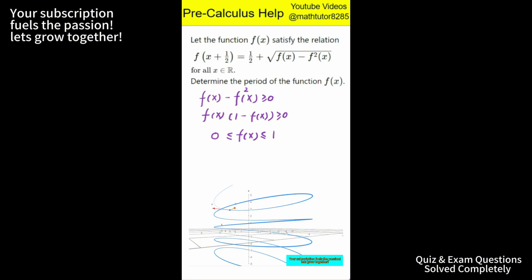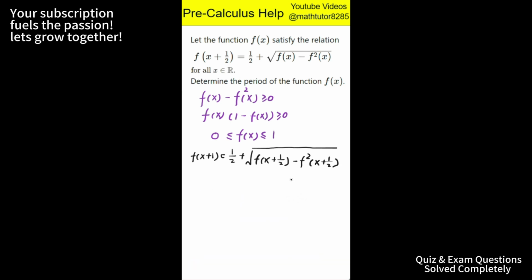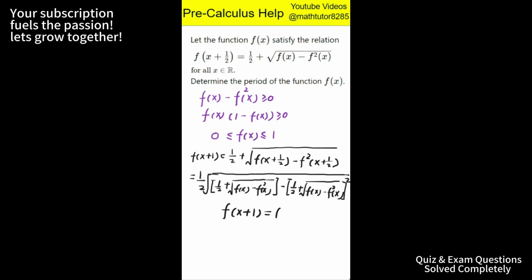Next step is to apply the function rule a second time. Now apply the rule again, but this time to f of the quantity x plus 1. To do this, use the previous step and plug in f of the quantity x plus 1/2, which we already know is equal to 1/2 plus the square root of f of x minus the square of f of x. After simplifying the full expression, we eventually discover that f of the quantity x plus 1 is exactly equal to f of x. That means f repeats every 1 unit. So the period of the function f is 1.